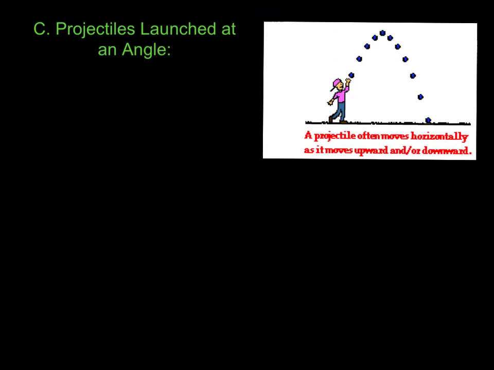The last thing we're going to look at today are projectiles launched at an angle. For example, like in the picture, if you throw a ball up and out, and then it comes back down. There are 3 things that are true about projectiles launched at an angle. The first one is the same as for a horizontal launch. The velocity in the x direction is constant. It stays the same throughout the path of the projectile.